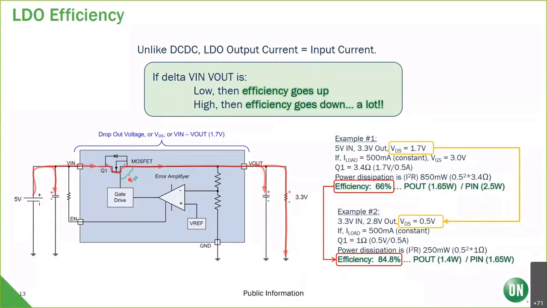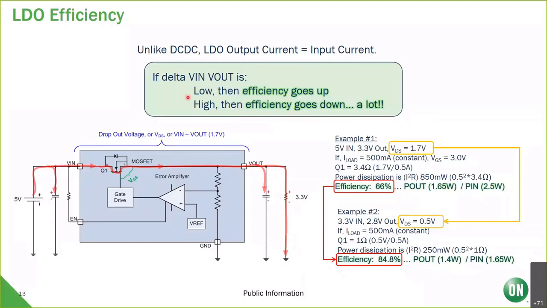I kind of look at LDOs at a high level. I look at this MOSFET as a variable resistor. And this control loop is varying the VGS to put a different voltage drop across the resistor such that the output will always be what it's supposed to be, in this case, 3.3 volts.